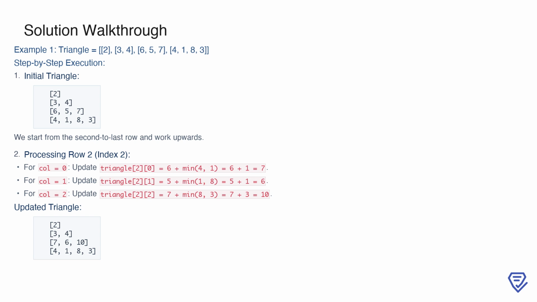Similarly, for column 1, triangle[2][1] becomes 5 plus the minimum of 1 and 8, resulting in 5 plus 1 is equal to 6. For column 2, triangle[2][2] is updated to 7 plus the minimum of 8 and 3, which is 7 plus 3 is equal to 10. After processing row 2, the updated triangle becomes 2, 3, 4, 7, 6, 10, 4, 1, 8, 3.